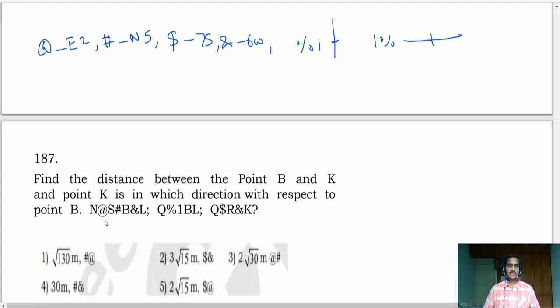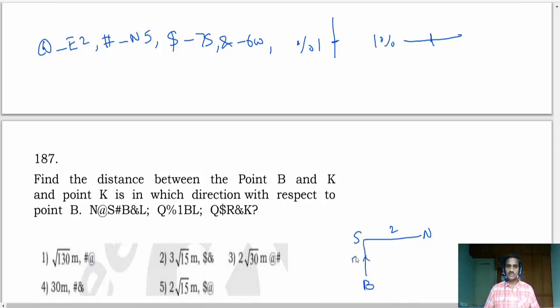First one, n at the rate of. N is 2 meters to the east of S. How do I write it? Let's say S is here. N is 2 meters to the east of S. And hash stands for north. S is to the north of B by 5 meters, so write it here.